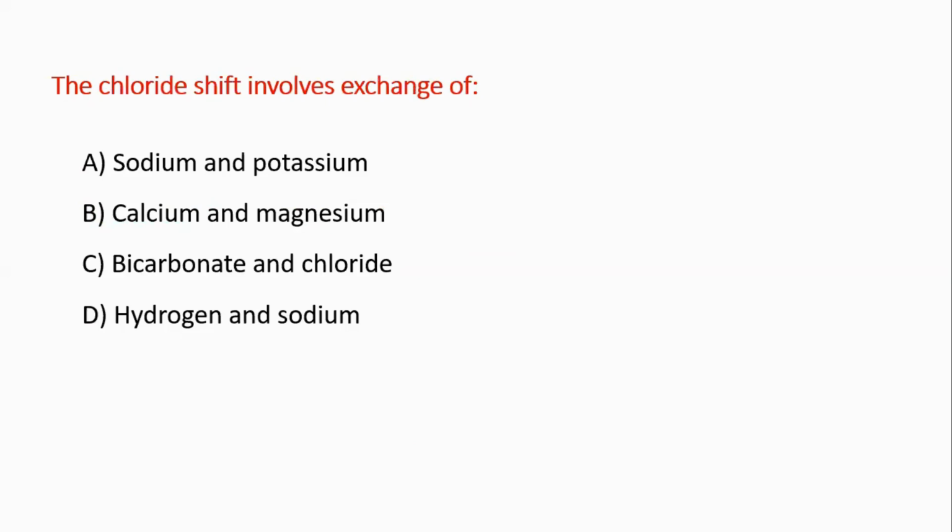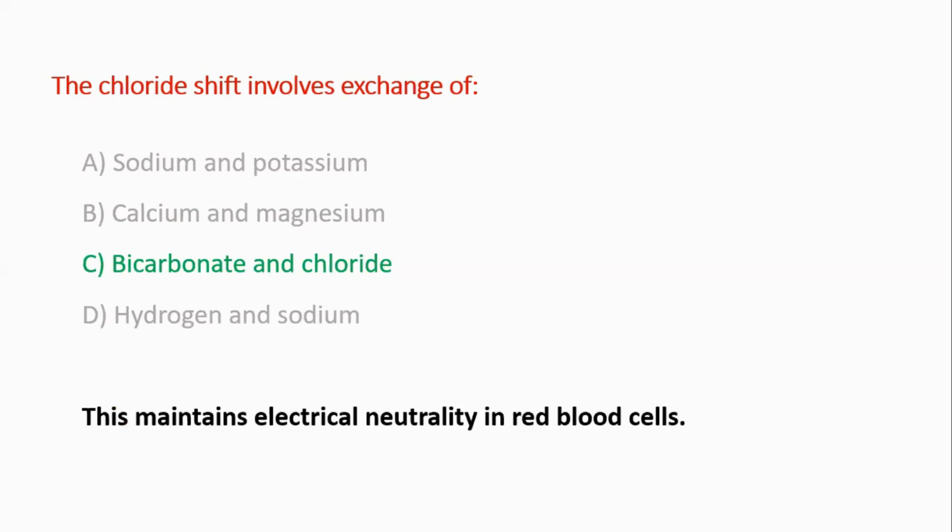Coming to the next question, the chloride shift involves exchange of sodium and potassium, calcium and magnesium, bicarbonate and chloride, or hydrogen and sodium? One ion leaves the red blood cells while another enters. This silent exchange helps transport carbon dioxide efficiently. The chloride shift involves exchange of bicarbonate and chloride. This maintains electrical neutrality in red blood cells.